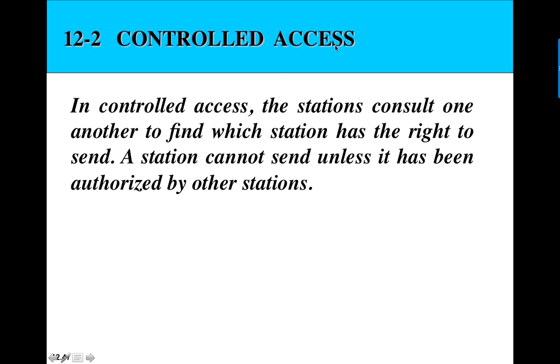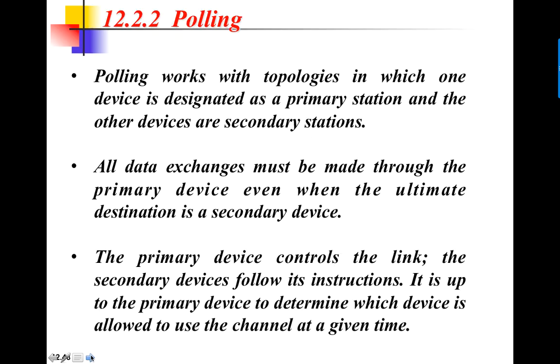In controlled access, one station has a higher priority over other stations. And the station that has the higher priority will send. In random access, all the stations were equal. But in controlled access, this is not the case. There will be one station that is superior, or one station who is, you could say, the primary device. Okay?